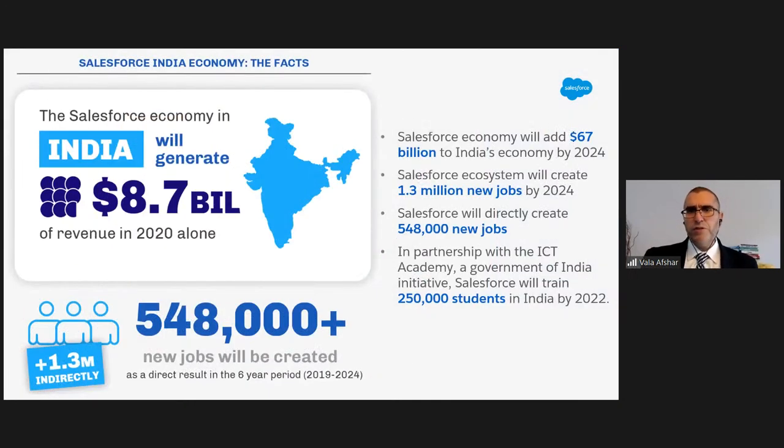We are going to create billions of dollars in incremental GDP. We're going to create 1.3 million new jobs indirectly with our customer and partner ecosystem. But directly, we're going to add 548,000 new jobs in the near future. And in the next couple of years, we're committed to training 250,000 students. Education is the key to reducing the digital divide. According to the World Economic Forum, only 15% of companies are ready for the fourth industrial revolution.